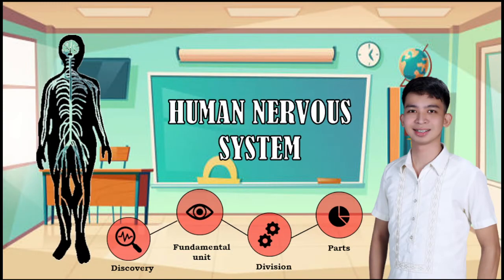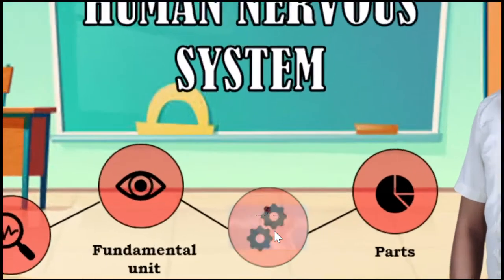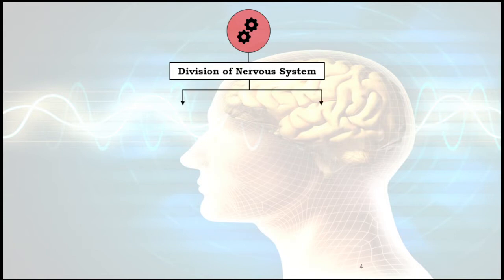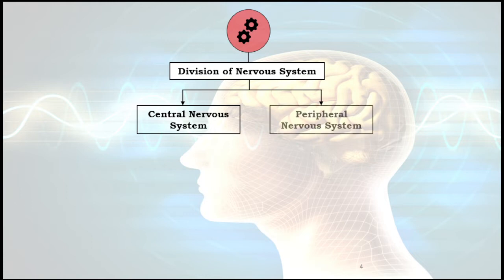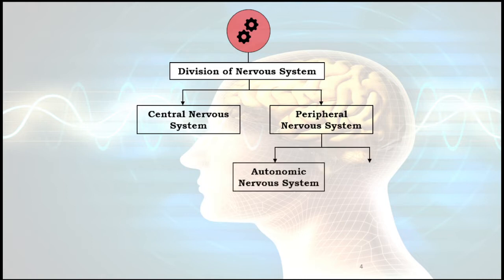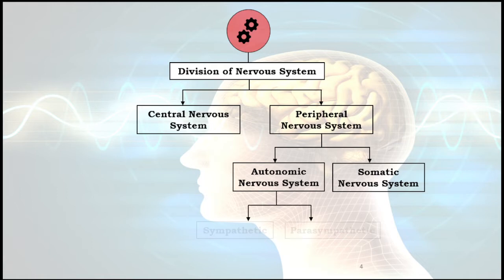Now we are done with the discovery and the fundamental unit of the nervous system. Let us now move on to the divisions of the human nervous system. The nervous system can be divided into two. We have the central nervous system, and of course, we have the peripheral nervous system. They differ in terms of functions and the parts that they cover. The peripheral nervous system can be further divided into autonomic nervous system and the somatic nervous system. Under the autonomic nervous system, we have the sympathetic and the parasympathetic.